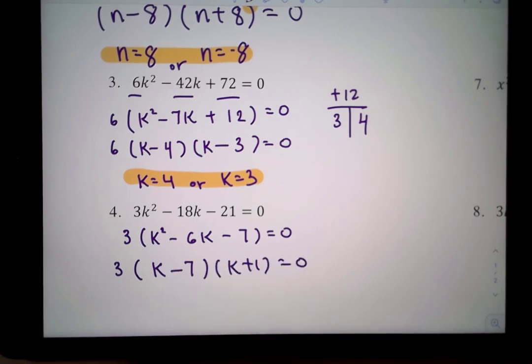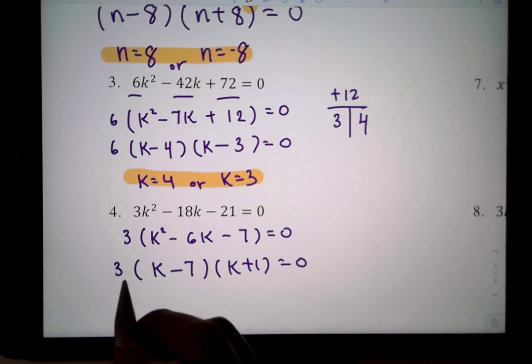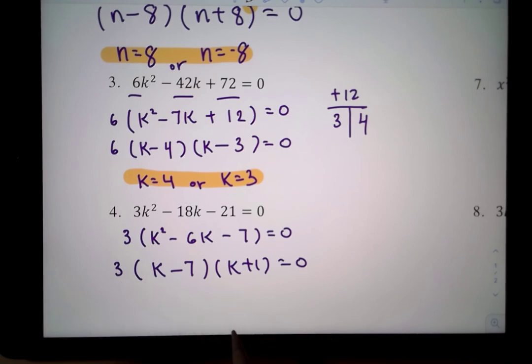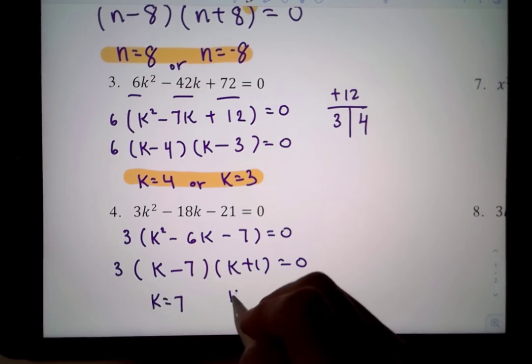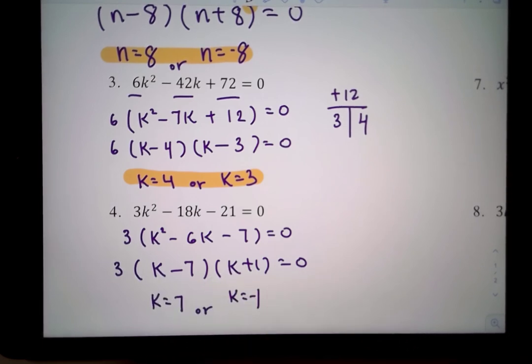So when you practice more, then you can just do it like this without writing anything. You can just think about it. So mental math, and then you can just write it, when you practice a lot, all right? I've been factoring like 20 years, guys. So that's why I can do this. But if you practice, you can do it too. So k equals 7 or k equals negative 1.